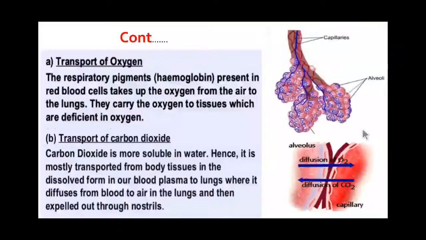Now how the transport of oxygen and transport of carbon dioxide takes place. So oxygen is carried by blood to all parts of the body. First, oxygen comes into the alveoli of the lungs, which are surrounded by thin blood vessels. Here the oxygen diffuses out from the alveolar wall to the blood in the blood vessels, and the blood vessels pass through the tissue of the body. Now the oxygen from the blood diffuses into the cell.